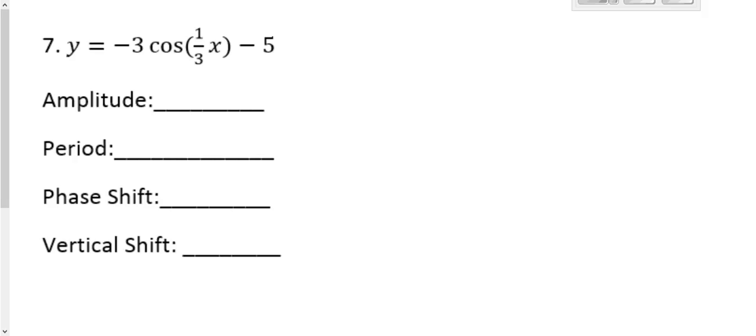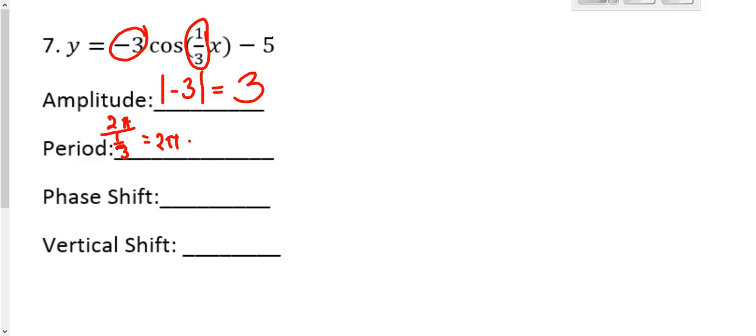For the amplitude, we look for the number in front of cosine or sine. So this is a -3, so we need to take the absolute value. So the absolute value of that, the amplitude, is 3. The period has to do with the number right in front of x, so we have cosine of 1/3 x, so we're going to have 2 pi divided by 1/3, which will become 2 pi times 3, so the period is 6 pi. It's a big function.